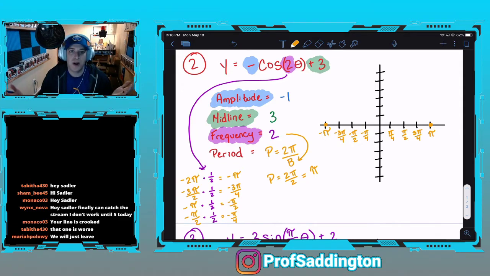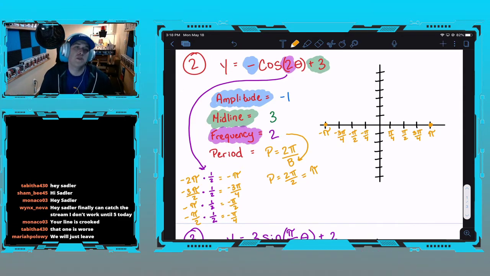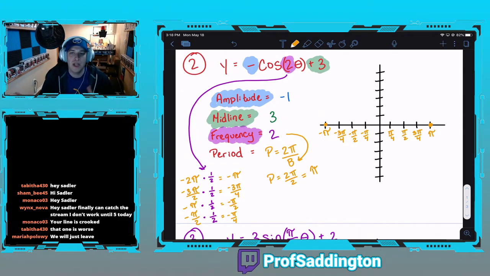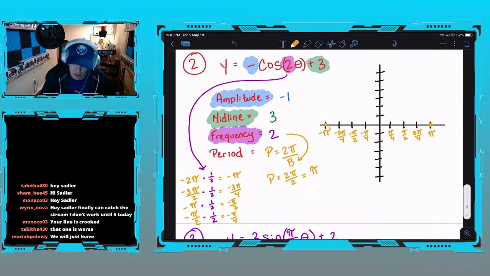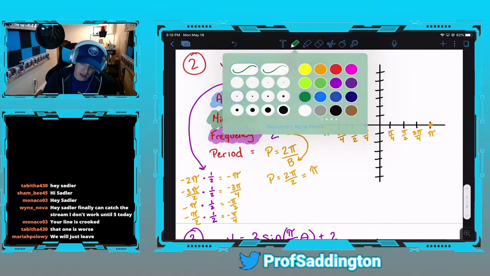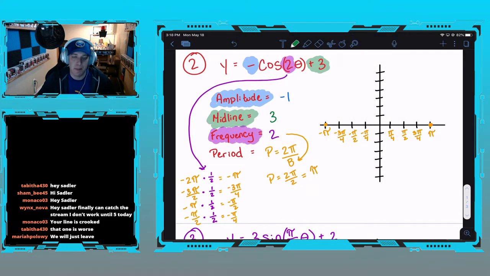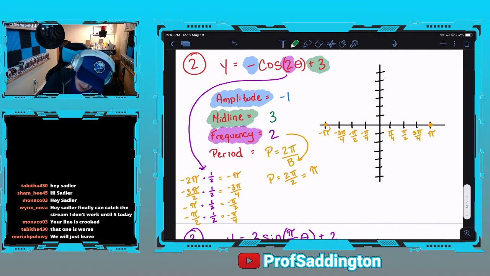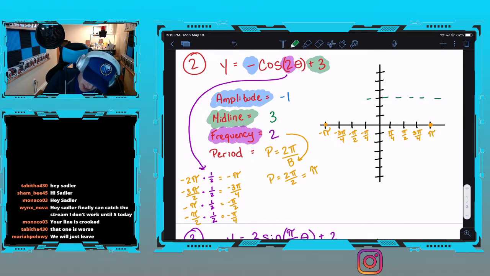Now that we have our new x's, all we have to do is draw in the midline and amplitude and graph the cosine curve just like we did before. So this time we said the midline is at positive 3. So I'm going to go up to positive 3.